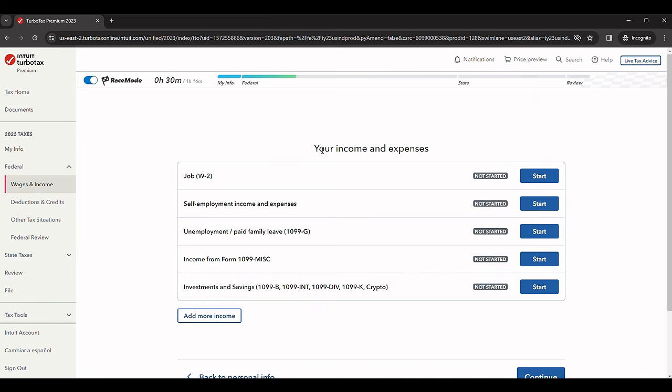Okay, now they're asking about the income and expenses. We'll do the W-2. You work a job, and you're probably familiar with the W-2 form. We won't do this one, that's more for independent contractors, gig workers, and whatnot. We'll do this one, the investment activity, the stocks, crypto, all that stuff. So let's get started.